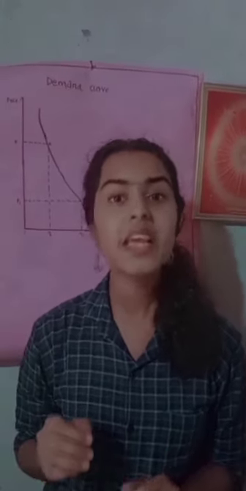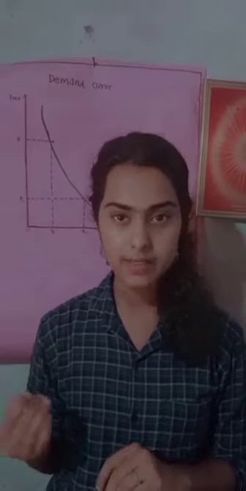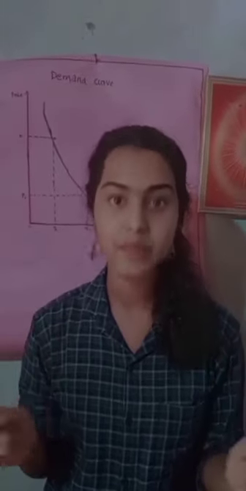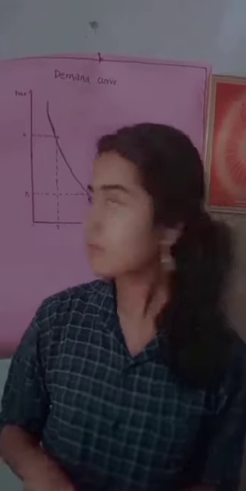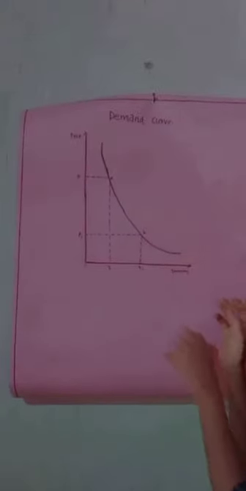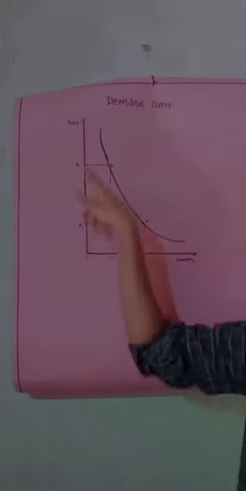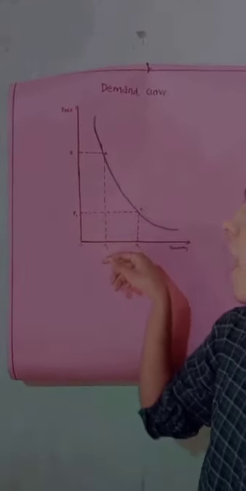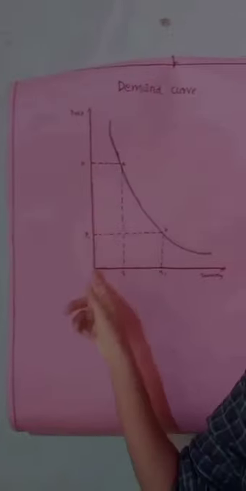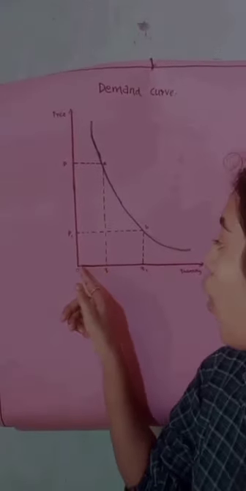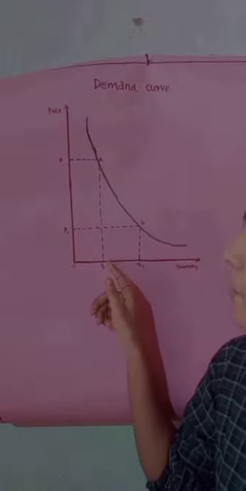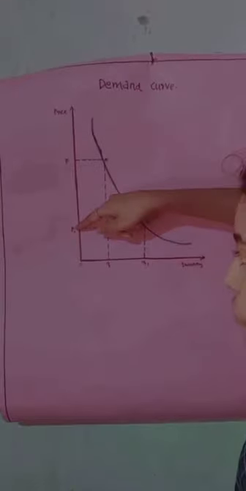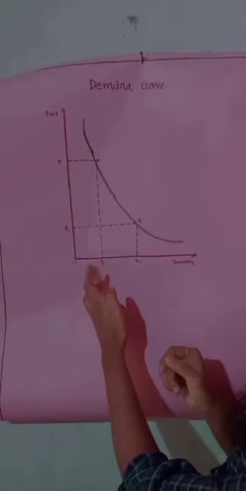Demand is the desire of a consumer to buy commodities. Then, what is the demand curve? Graphically, it can be represented as such. This is the demand curve. The x-axis denotes the quantity or demand and the y-axis represents the price of the commodity. OP is the initial price and OQ is the initial demand or initial quantity. When the price decreases from OP to OP1, the quantity increases from OQ to OQ1.